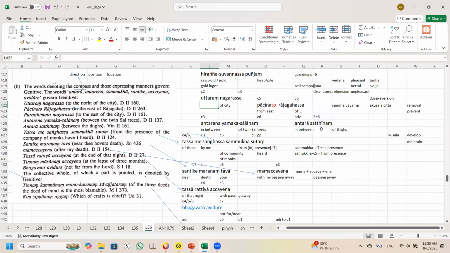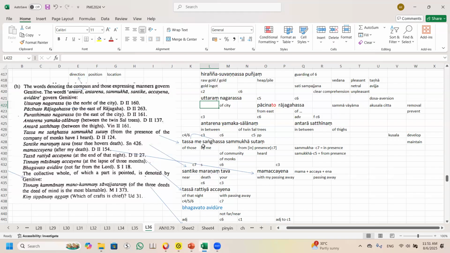The word here is Satinang. Sati refers to the thigh, in between the thigh. So this is not compass. That means technically this is location. This is location. So when I read this, I change it to, I put it like that, location.